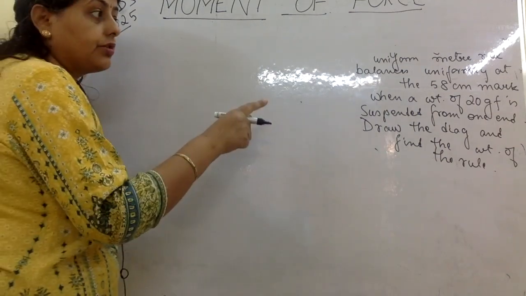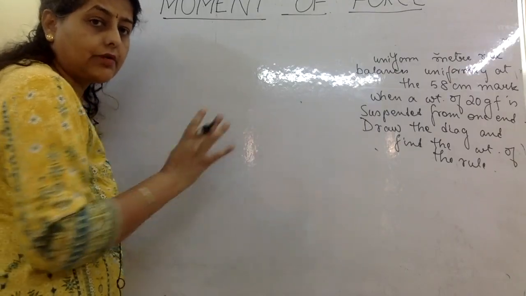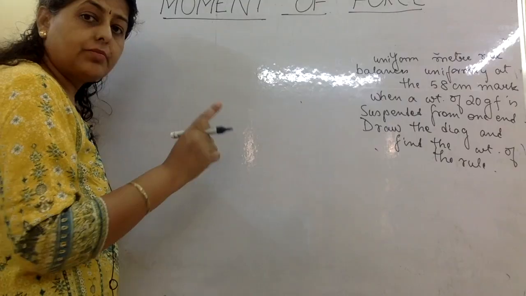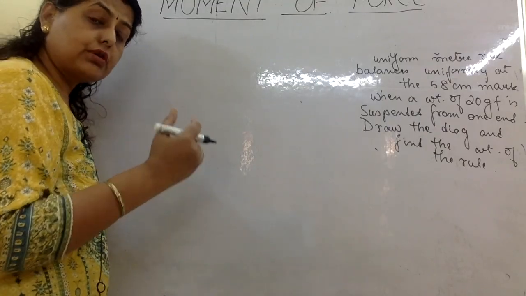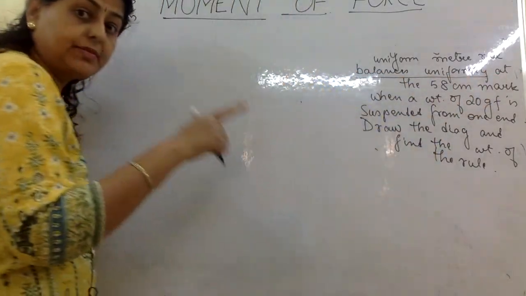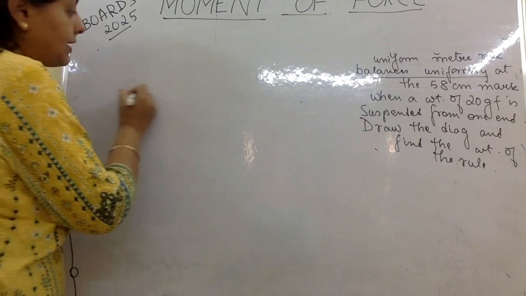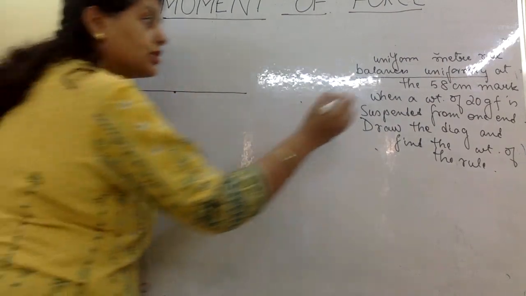This is a very important question. High chances of coming. Every pre-board question paper will have one of this. Uniform meter rule balances uniformly. Now look at this. In this sum you have to read a lot of things in this question. They told it is balancing, means it is straight. Balances uniformly. Now before that also we have to note something.